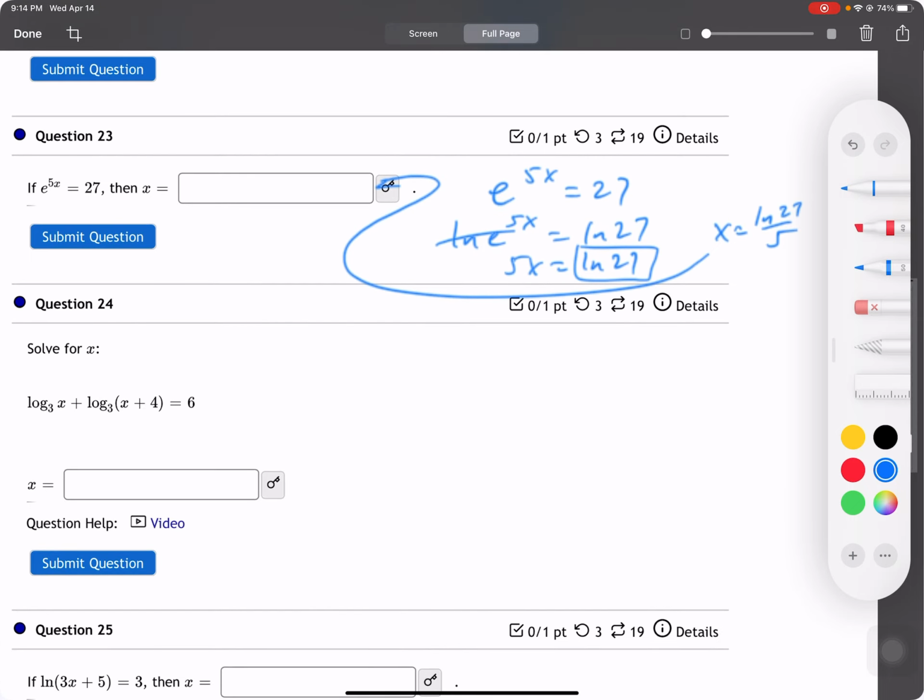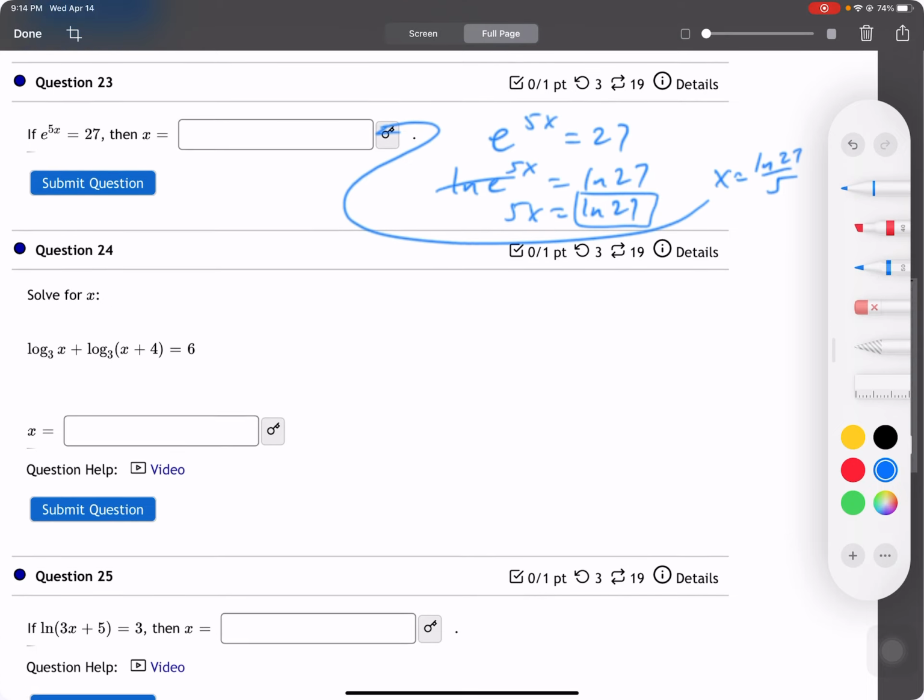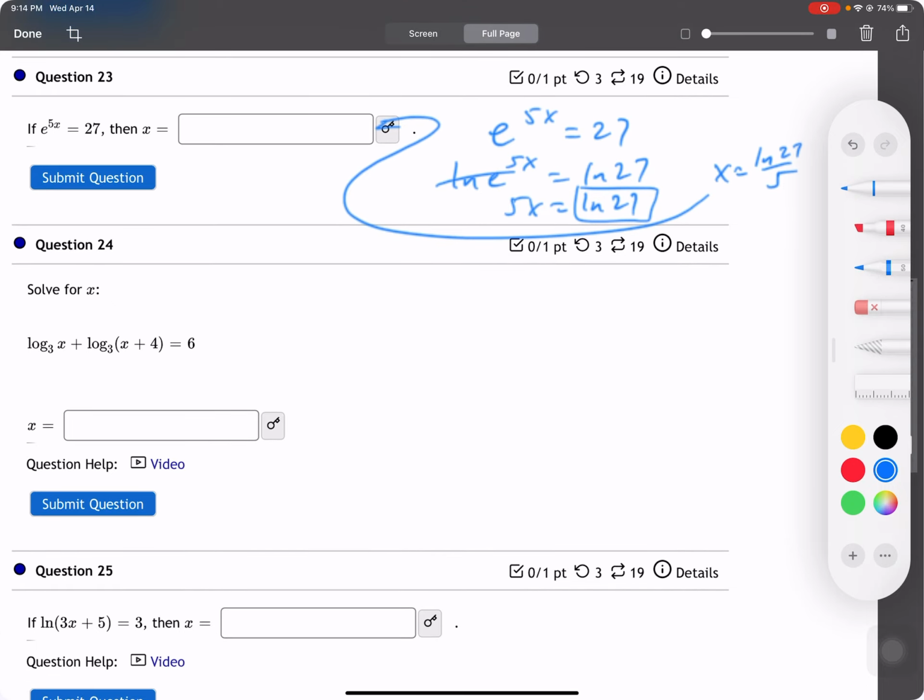Okay, we're back to solving logs. As you can see, there's two logs here. We have to somehow combine those logs first before we can get rid of the logs. So log of x plus log of x plus 4 means I'm actually multiplying. And then I'm going to take the base 10. Oh, in this case, I'm sorry, it's not base 10, it's base 3. I should have wrote that. 3 to both sides. x times x plus 4 is equal to 3 to the 6th power, which is some number.